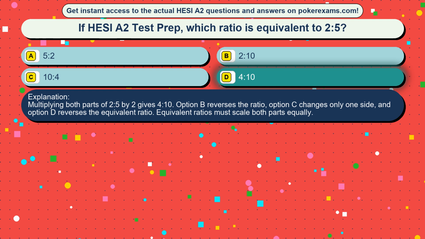Multiplying both parts of 2:5 by 2 gives 4:10. Option A reverses the ratio, option B changes only one side, and option C reverses the equivalent ratio. Equivalent ratios must scale both parts equally.